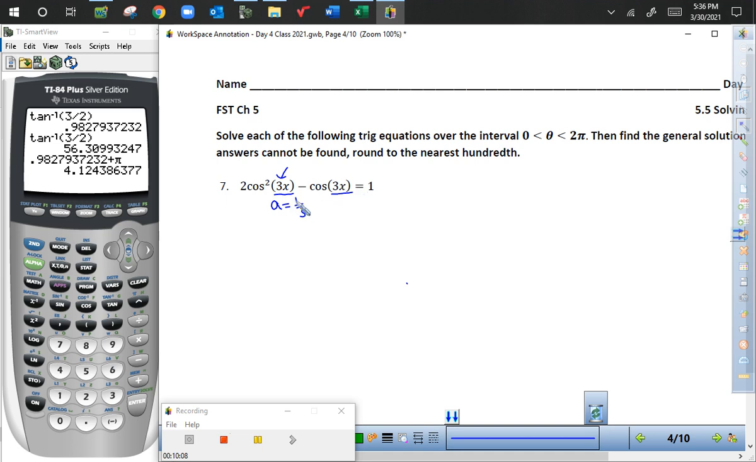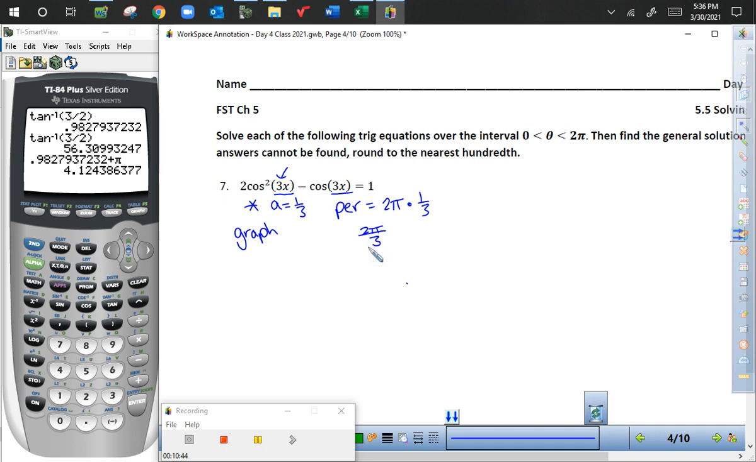And anytime we have an a value, that will affect our period. So we've been using 2 pi a lot for sine and cosine. When we have an a value, that's going to change it. Remember, our period formula was 2 pi times that a value, or 2 pi times 1/3, which gives us 2 pi over 3. What I want you to do, anytime there is an a value, so this is important, anytime there's an a value that's not 1, we're actually going to graph it.